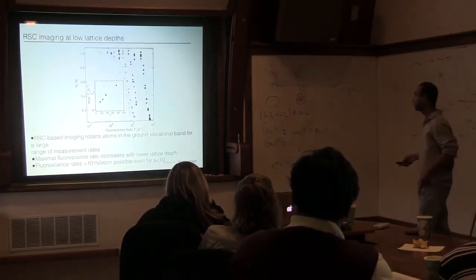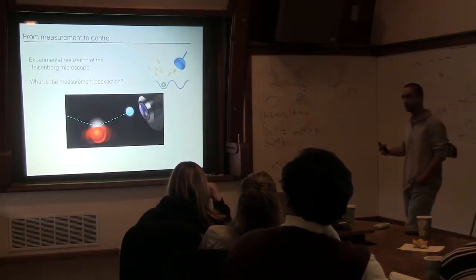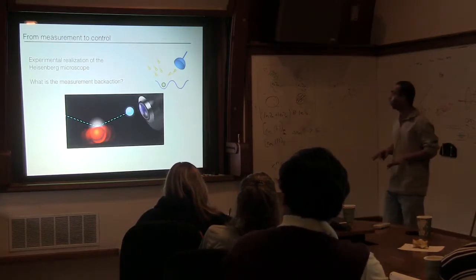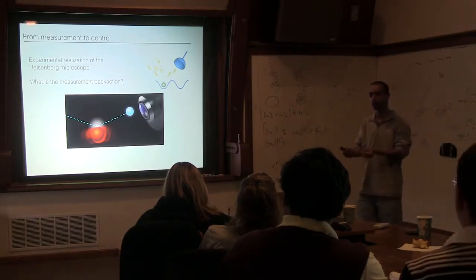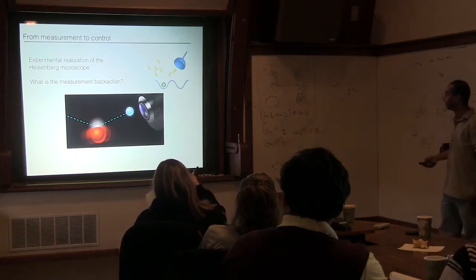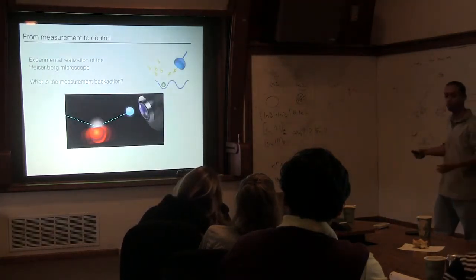Okay. Now the question is, now that we can measure the position of this very, very cold lattice gas while retaining the atom in the ground state, what is the measurement back action? Okay. So what is the effect of continuous position measurements on this lattice gas? So this is basically this Heisenberg microscope picture.